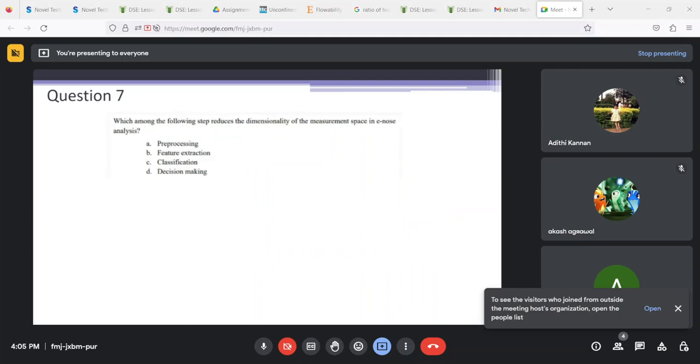Question 7. Which among the following steps reduces the dimensionality of the measurement space in e-nose analysis? A. Pre-processing, B. Feature extraction, C. Classification, and D. Decision making. So which step is involved in reducing the dimensionality of the measurement space?